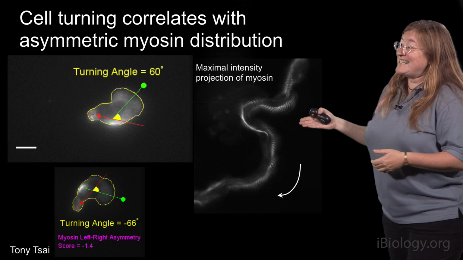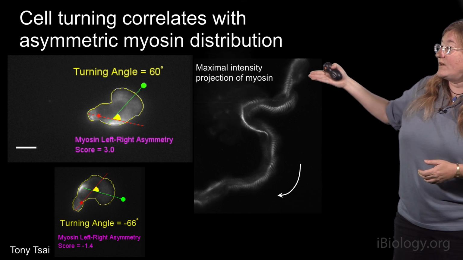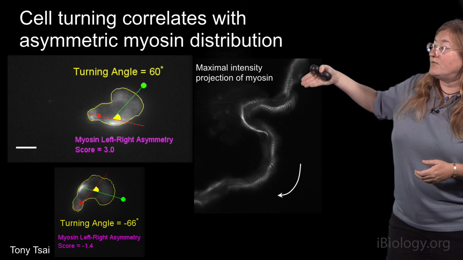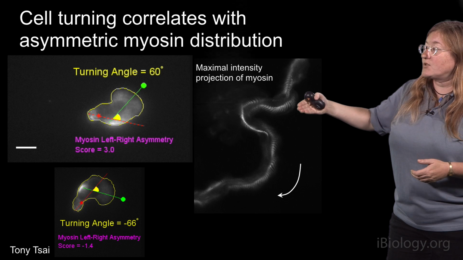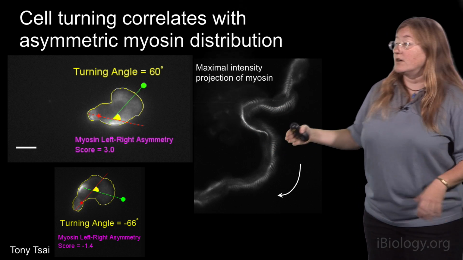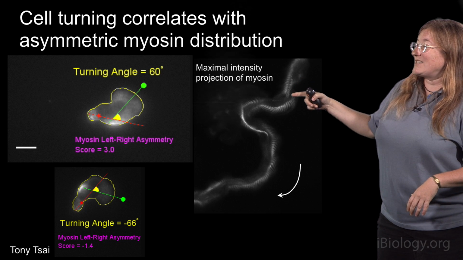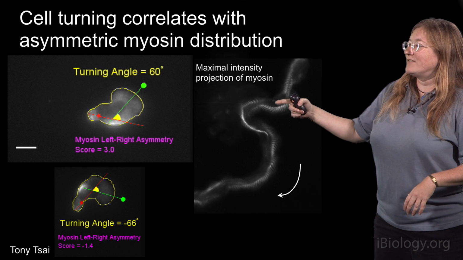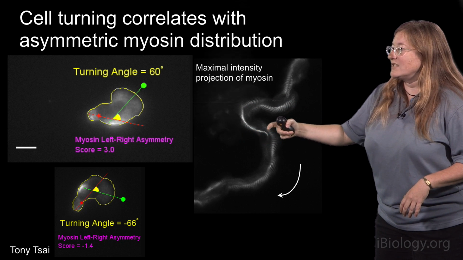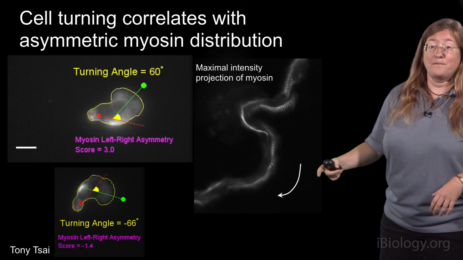And you can already see the answer quite dramatically with this maximal intensity projection, where this is just a low magnification movie of a cell that's undergoing a sinusoidal path. And we're looking now only at the myosin that's accumulating in its rear. And what you can see is that the myosin always accumulates on the outside of the turn. And when it changes its direction, the myosin then changes which side of the cell it's on.